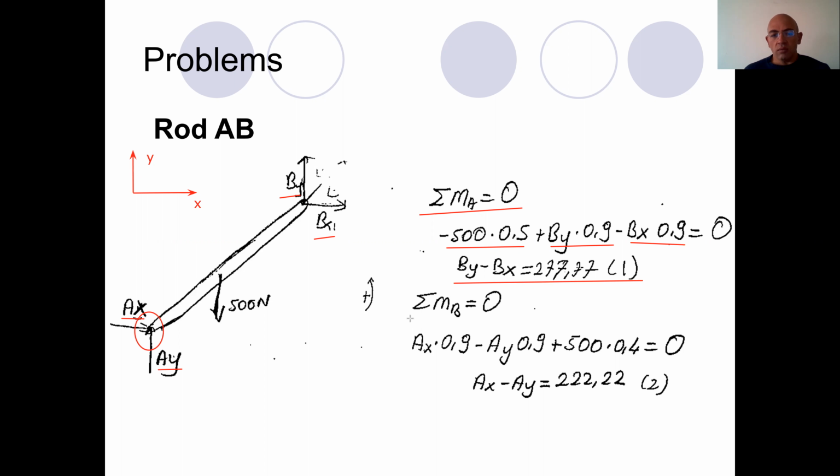Okay, now we write the moment with respect to point B. This will be our second equilibrium equation. Ax will generate a positive moment, so Ax multiplied by 0.9 minus Ay multiplied by 0.9 plus 500 multiplied by 0.4, and that's equal to 0. From here, we will have our second equilibrium equation, that is Ax minus Ay, that's equal to 222.22.